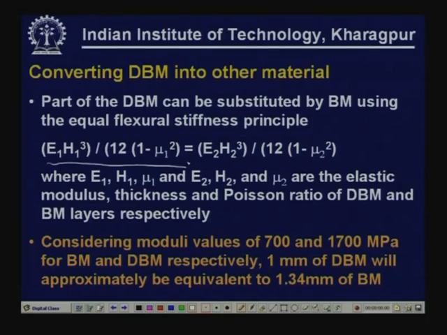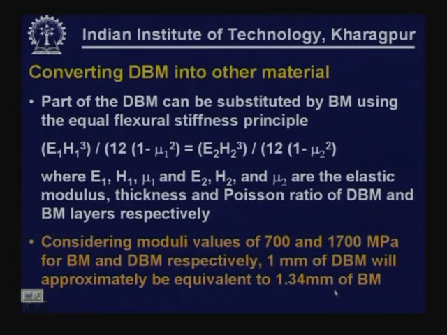Considering modulus values of 700 and 1700 MPa for bituminous macadam and DBM respectively, the equivalent flexural stiffness principle yields 1 millimeter of DBM will be approximately equivalent to 1.34 millimeter of BM. That means 1 DBM is equal to 1.34 BM. Similarly, we can equate DBM to any other material if we have the properties of that material available for the same temperature.